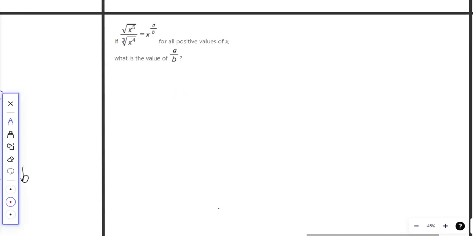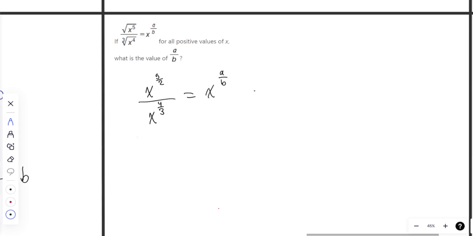Dang, that was quick. Yeah, let's take a look at this one. So x square root of x to the 5th is x to the 5 halves. And then the cube root of x to the 4th is x to the 4 thirds. That's equal to x to a over b.